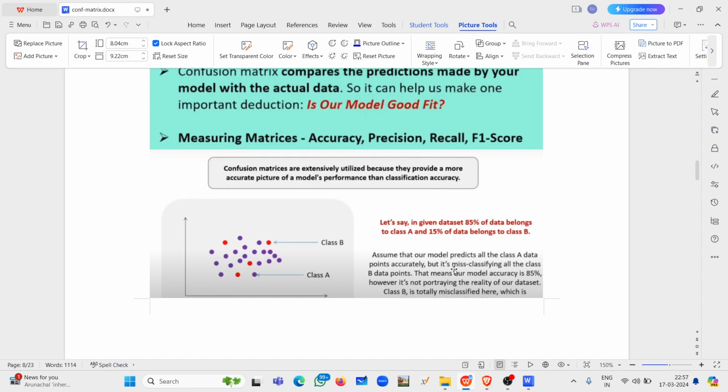Assume that our model predicts all of class A, that means out of all the blue or black circles you see, everything is predicted properly. Then the percentage of data belonging to class A is 85%. Now the accuracy is 85%. Try to understand. However, it is not portraying the reality of our data set for class B. For class B, it is unable to predict properly, right?